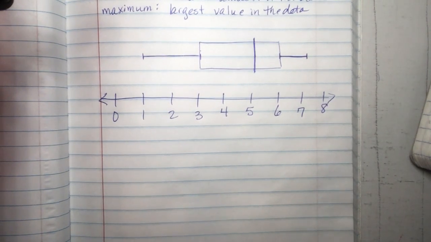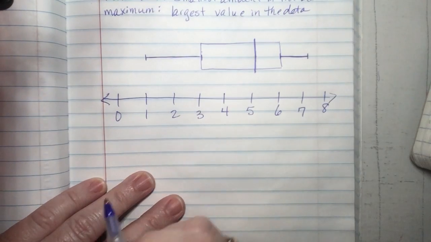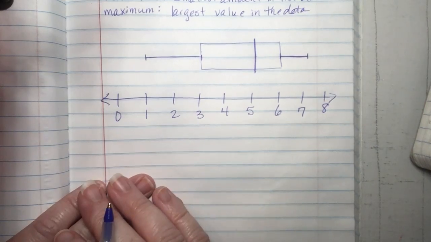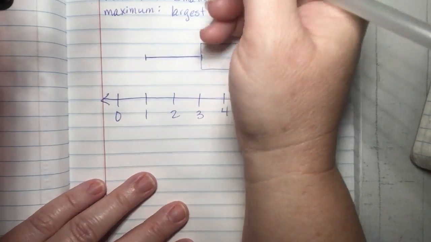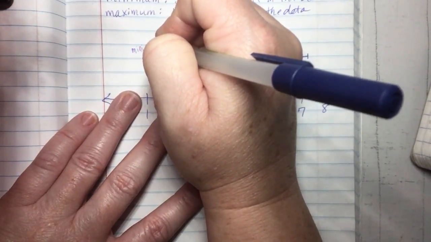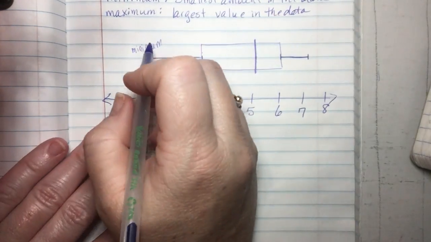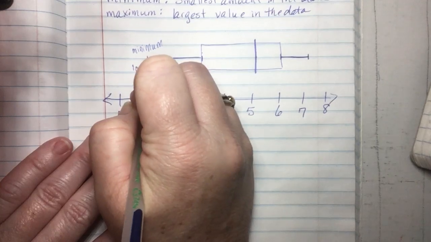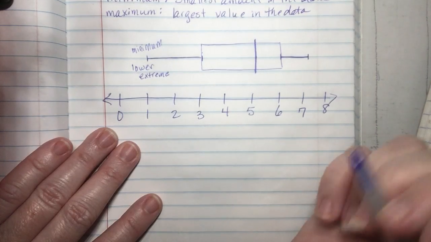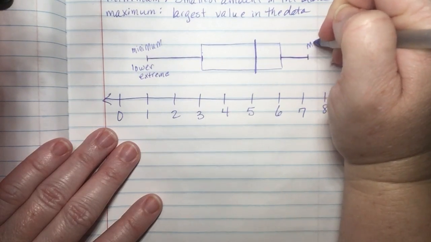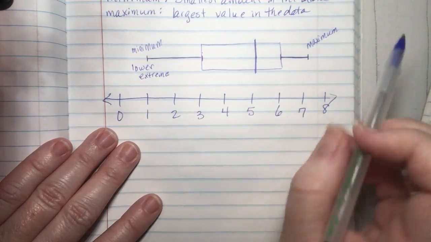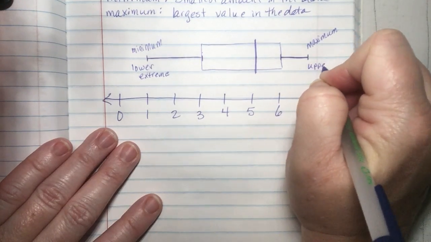Okay, now let's label our pieces here. If you want to change the color of your pen, you can, okay? So we already know that this piece right here, this is our minimum, because that's the lowest value. It's also called sometimes the lower extreme, okay? And then, of course, over on this side, this will be our maximum. Our maximum value. And if it's a lower extreme over here, then this one would be the upper extreme.